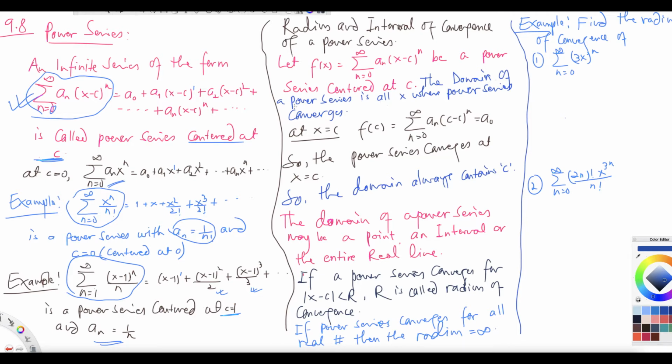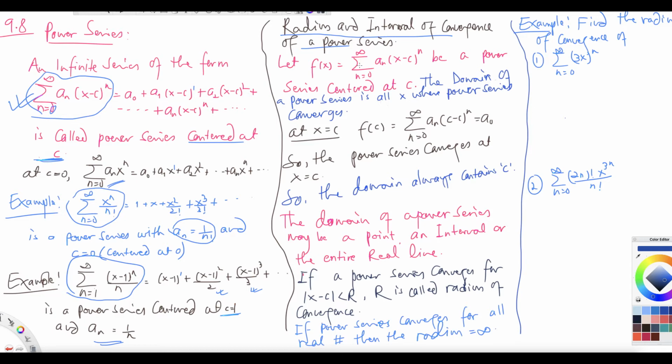Okay, so the next thing is the radius and interval of convergence of a power series. Let us denote the power series by f(x). Let f(x) equal the sum from n equals 0 through infinity of a sub n times (x minus c) to the n be a power series centered at c. Then the domain of a power series, or domain of f(x), is all values of x where the power series converges. It could be a point, an interval, or the entire real number line where the power series converges. So the domain of a power series is the values of x where the power series converges.